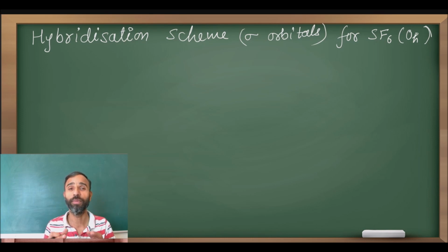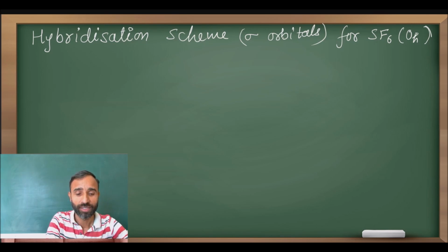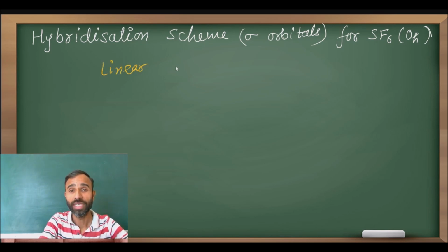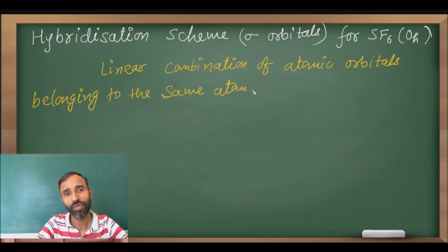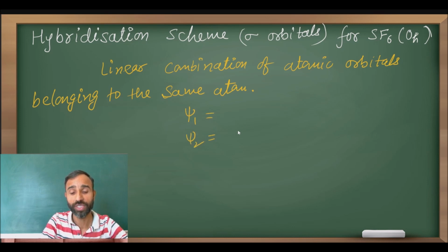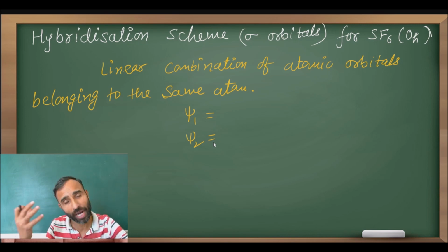Now, if you are in BSc, then you will write that it is the linear combination of atomic orbitals belonging to the same atom. For example, if we have s and p orbitals, two orbitals are there. When they combine linearly, we will get two wave functions. One more thing: if n atomic orbitals mix together, we will get n hybrid orbitals.